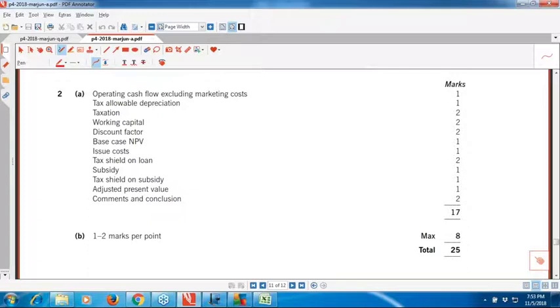And then part B is 1 to 2 marks per point. So basically it's not just going to be that you'll get 1 mark per point. It's good to think that it's 1 mark per point, but you can get more than 1 mark a point also.